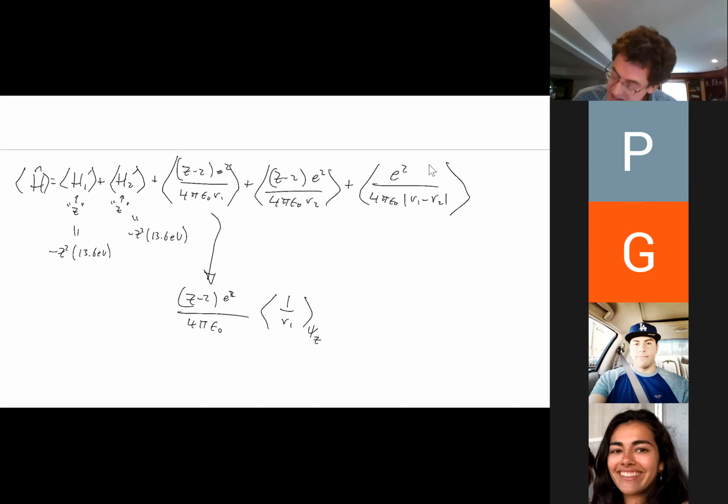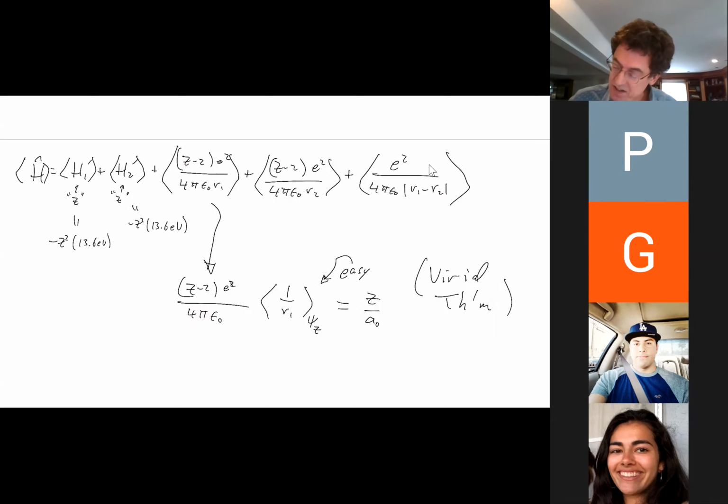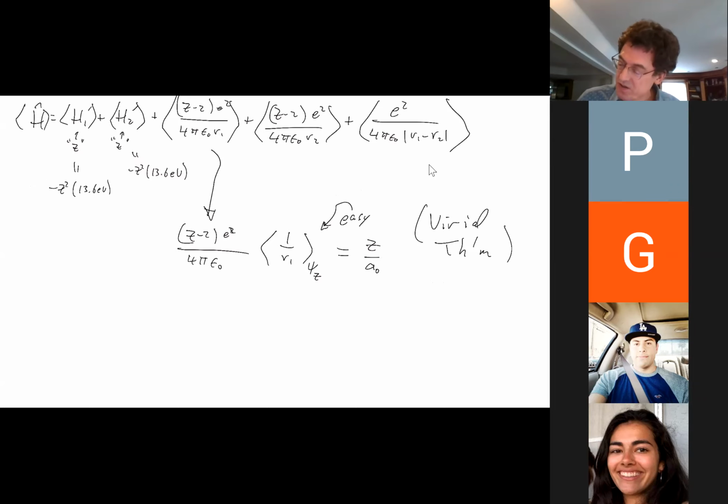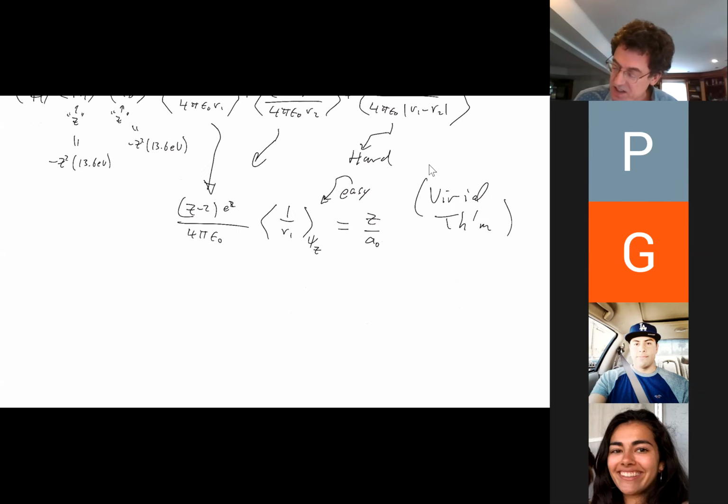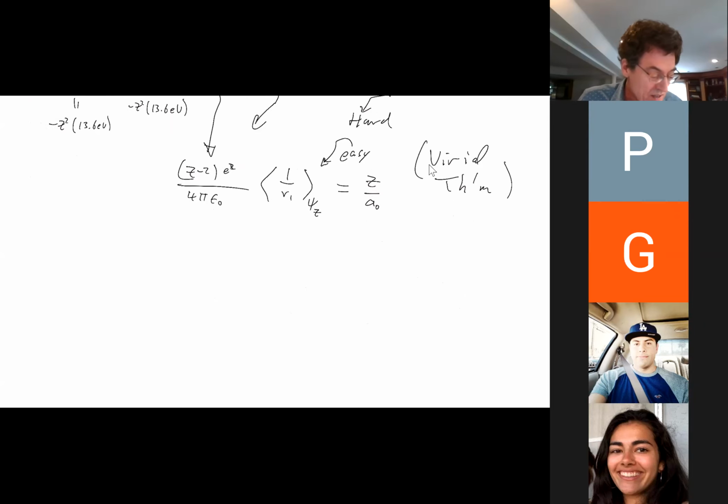And that's actually an easy integral. I don't have time to do all the details, but when you do that integral, it's going to be Z over a naught, and it should remind you of what you get from the virial theorem. So that integral is really easy. The only integral that you still have that's hard is this one. So you've reduced the problem: all those terms are really easy except for the last one.